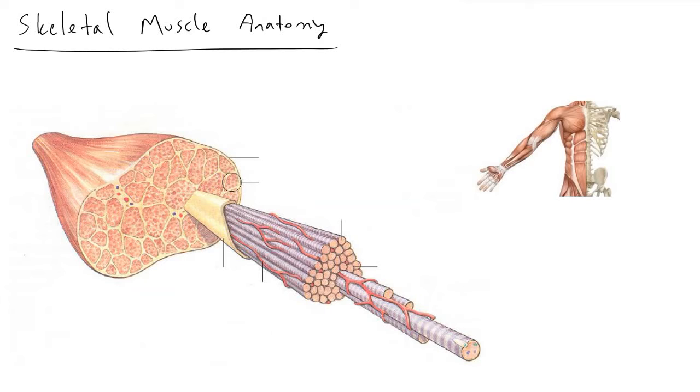In this video, I'm going to be discussing skeletal muscle anatomy, and we're going to be looking at the different types of connective tissue that make up skeletal muscle. To begin with, the basic definition of skeletal muscle is that it is voluntary muscle.